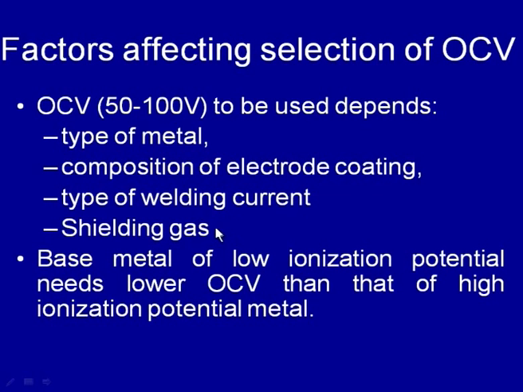So, to avoid any extinguishing of the arc, the open circuit voltage on the lower side should not be too low. A base metal with low ionization potential elements needs a lower open circuit voltage than high ionization potential metals. This is what I had just explained as far as the factors affecting the selection of the open circuit voltage are concerned.